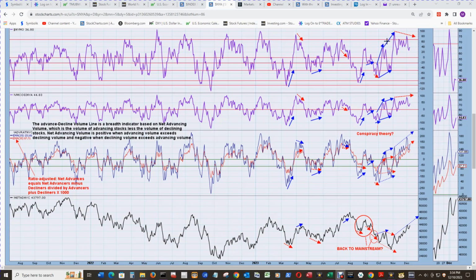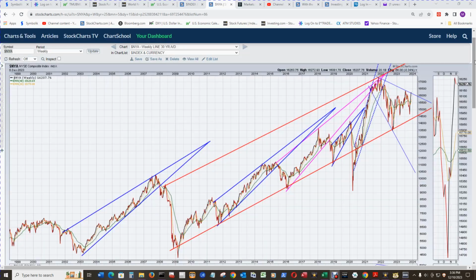And this looks the same as the traditional version, which would just be straight advancers minus decliners on a rolling basis. And you can see ratio adjusted has more calculations in it, and that gives us the zero line.